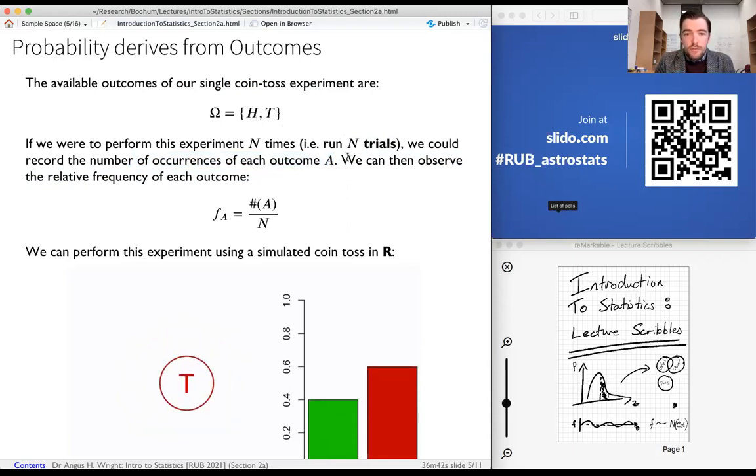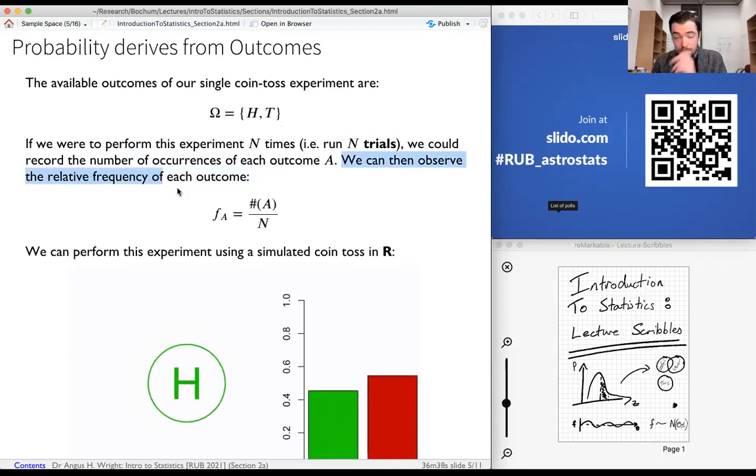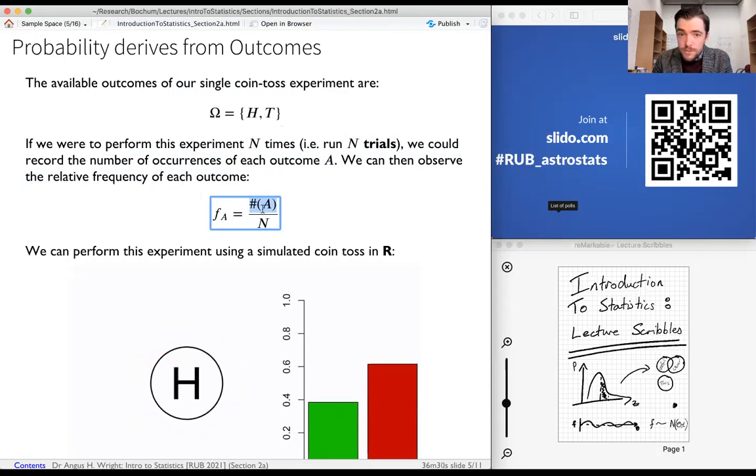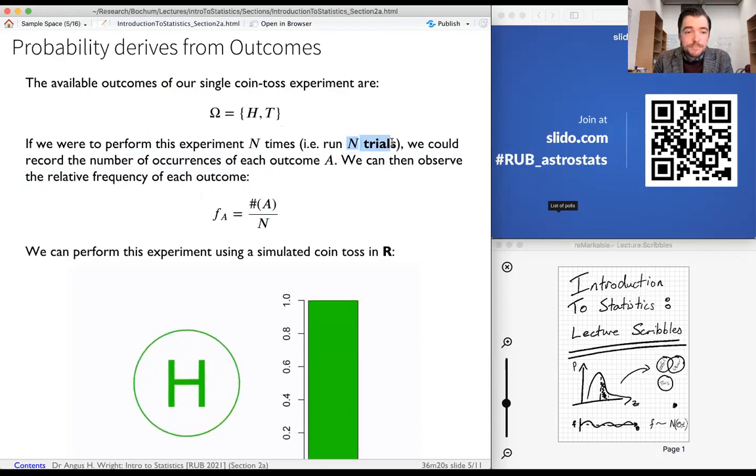The relative frequency of each outcome is the fraction of occurrences of A. This just means the absolute frequency of occurrences of A divided by the cardinality of all observations, which is the number of trials, N.